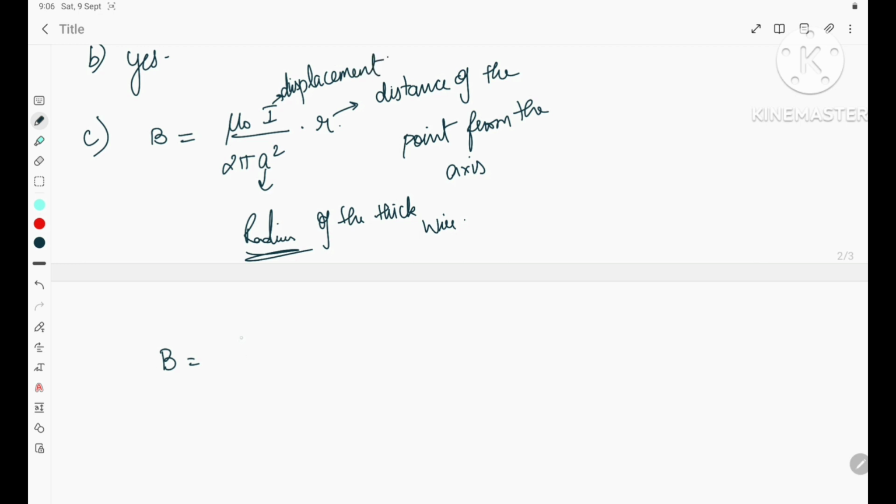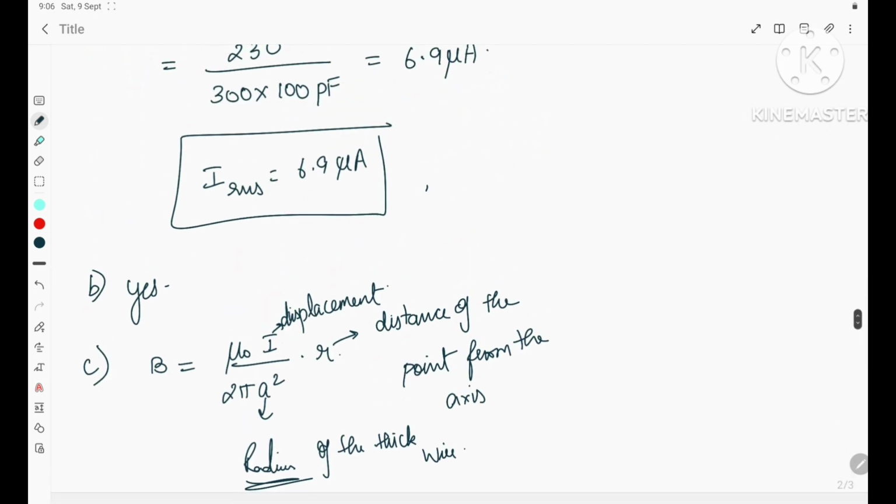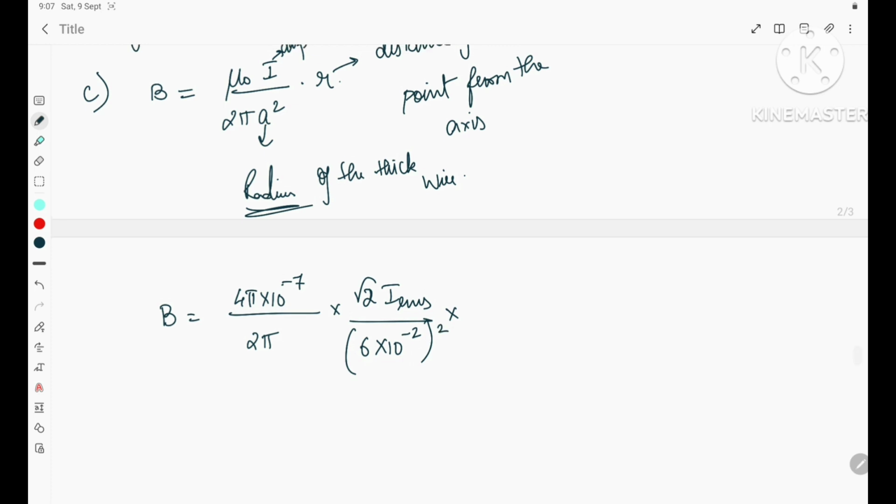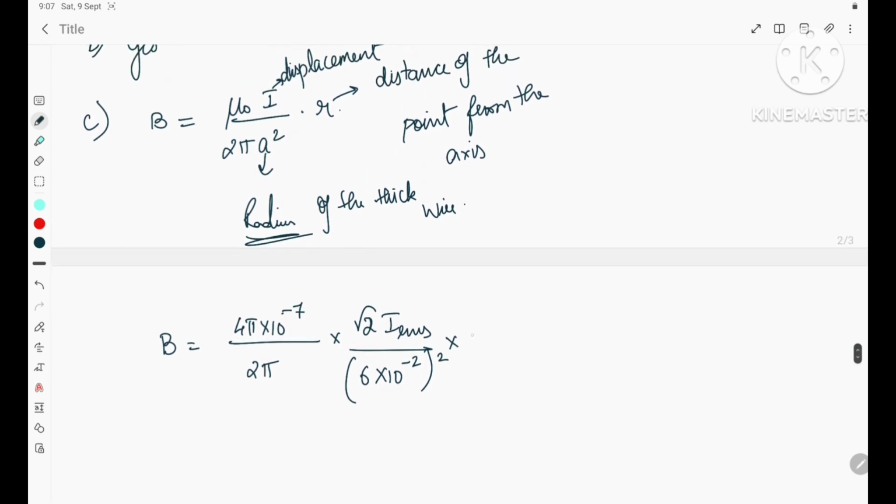So B is equal to mu naught. How much is mu naught? 4 pi into 10 to the power of minus 7, divided by 2 pi, multiplied by the displacement current. We know only the RMS value, we don't know the peak value, so we have to consider the peak value of the displacement current. That will be equal to root 2 times the I_RMS, isn't it? And divided by a squared. What is a? That is the radius, which is given as 6 centimeters. So 6 into 10 to the power minus 2, the whole square, multiplied by r. What distance are they asking us to calculate? 3 centimeters. So 3 into 10 to the power minus 2.